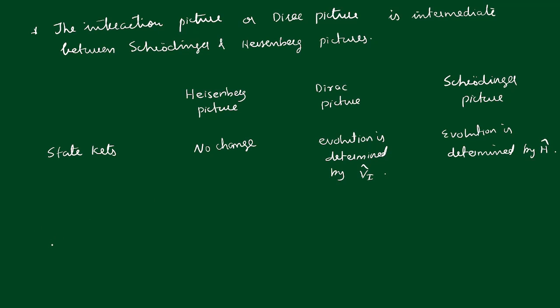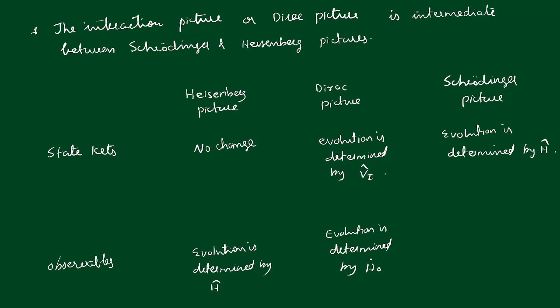And then you can talk about observables or operators. In the Heisenberg picture, the evolution is determined by the full Hamiltonian. In the Dirac picture, the evolution is determined by H0. In the Schrödinger picture, the operators do not change.